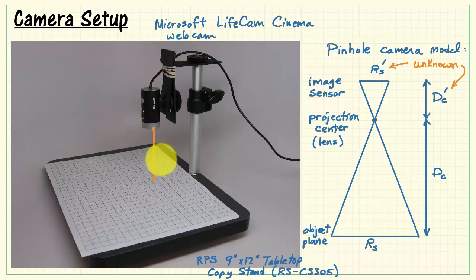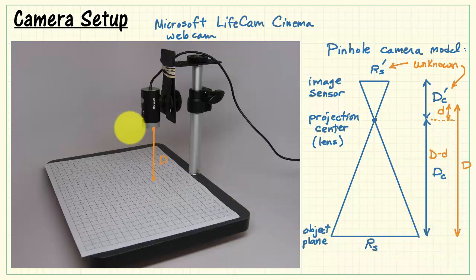We can pick some reference feature on the camera body itself down to the object plane, and I'm going to call that distance D. Typically that value is going to be somewhere from the object plane to the middle of the camera body, and there's some difference, small d, between that point and the projection center.